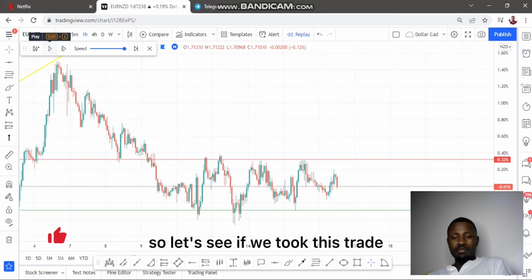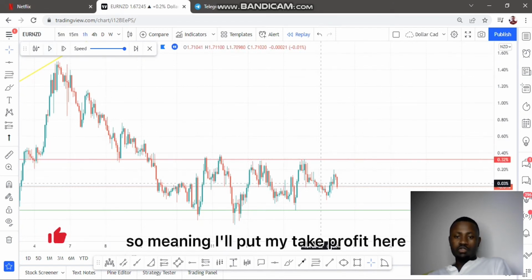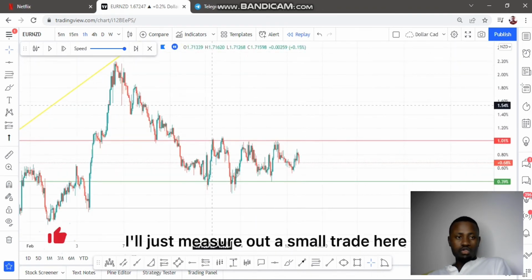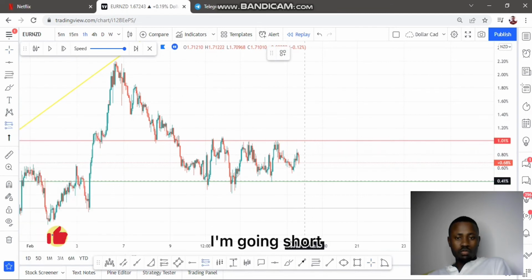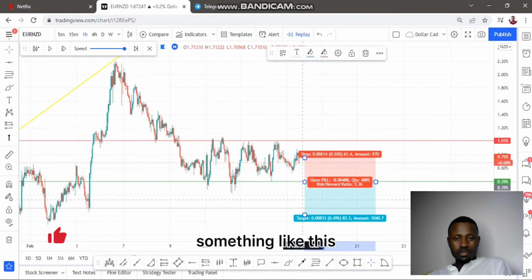So let's see if we took this trade. This market is in a correction to go back to the downside. So meaning I'll put my take profit here. I'll just measure out a small trade here. This is going short on the trade, guys. I'm going short, let's just say right there, something like this.